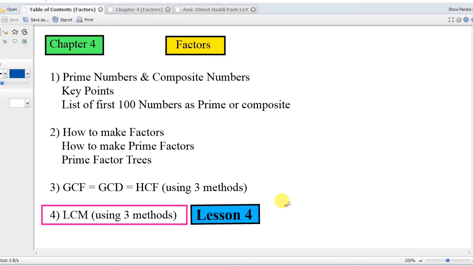How are you guys? Today we are going to start lesson 4, which is LCM, least common multiple. So in today's lesson we are going to learn the least common multiple using three different methods.